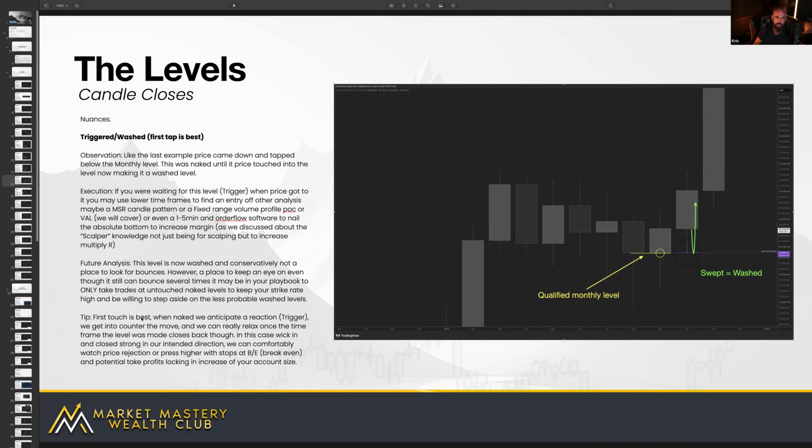We get in counter to the move, and we can relax once the time frame, the level was mode closed back on. In this case, wick in and close strong in our intended direction. We can comfortably watch price reject or press high with stop at break even, and potentially take profits, locking in, increasing your account size. So let me go over that again.